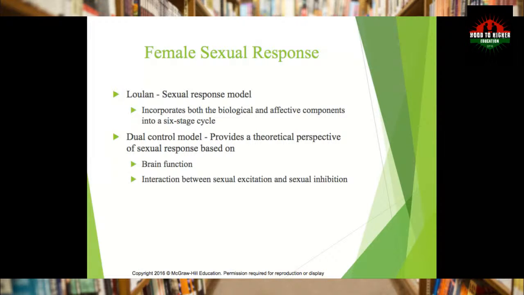A third, but much less known pattern is Lief's sexual response model, which incorporates both the biological and affective components into a 6-stage cycle. Beyond any questions of similarities and differences in the female and the male sexual response cycle is the more significant issue of variation in how individuals experience each phase. To help organize our thinking about complexities of human behavior, the dual control model provides a theoretical perspective of sexual response that is based on brain function and the interaction between sexual excitation.